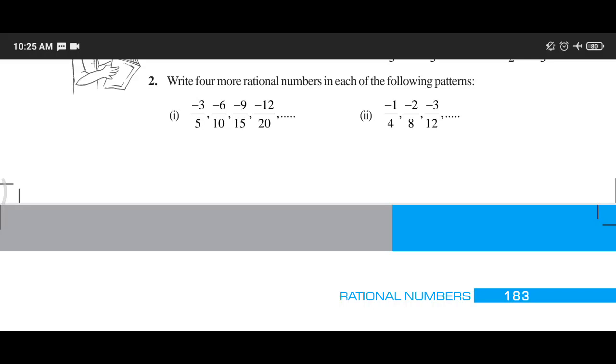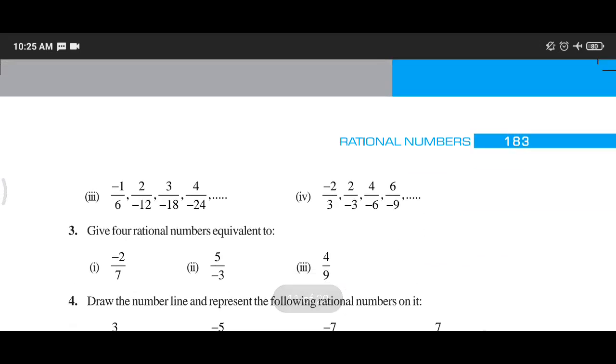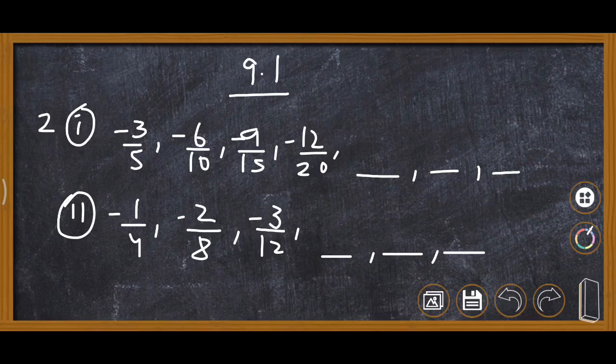This is question number 2 of exercise 9.1. Write 4 more rational numbers in each of the following patterns. One by one you are required to write. This question has 4 parts and we will solve all of them one by one. Now let's solve it. Here you are required to complete these patterns.